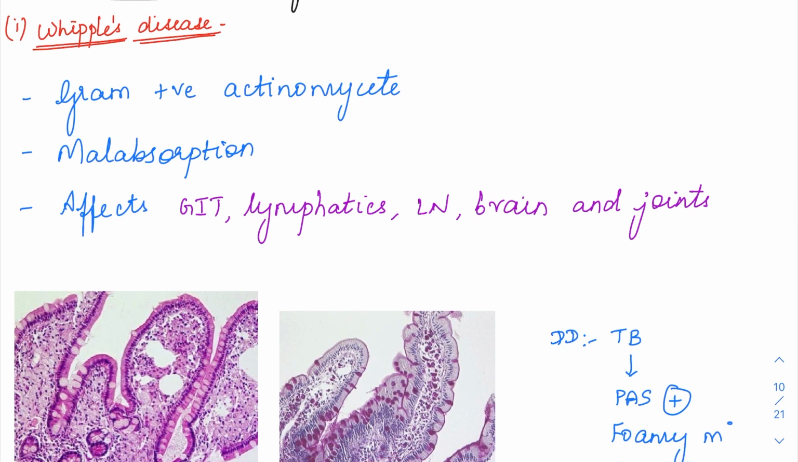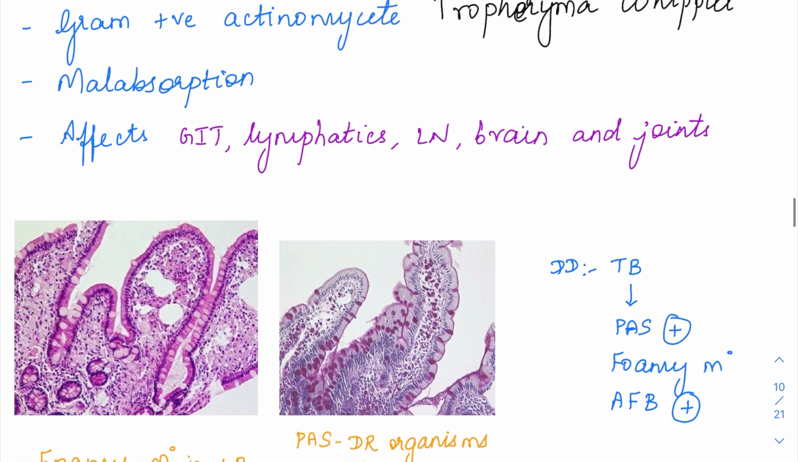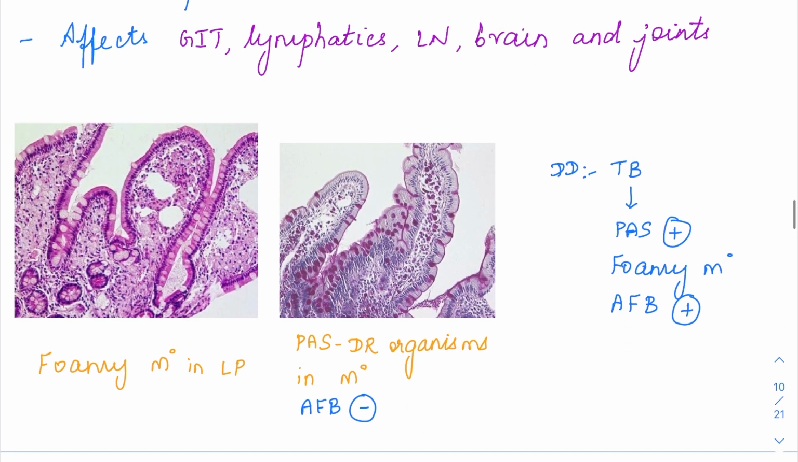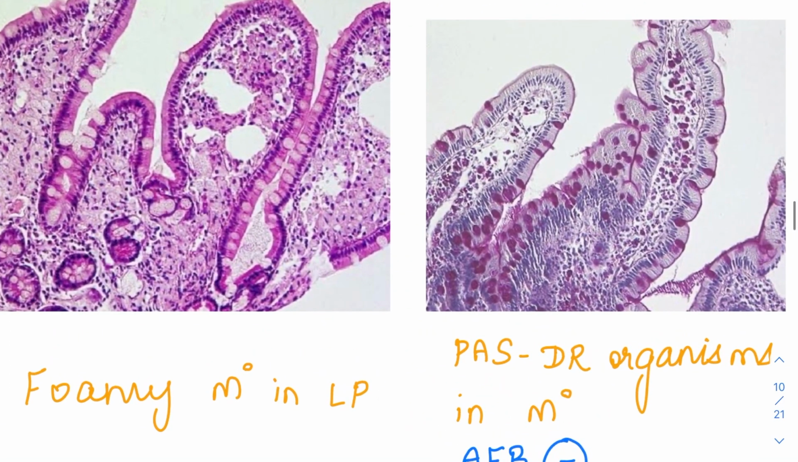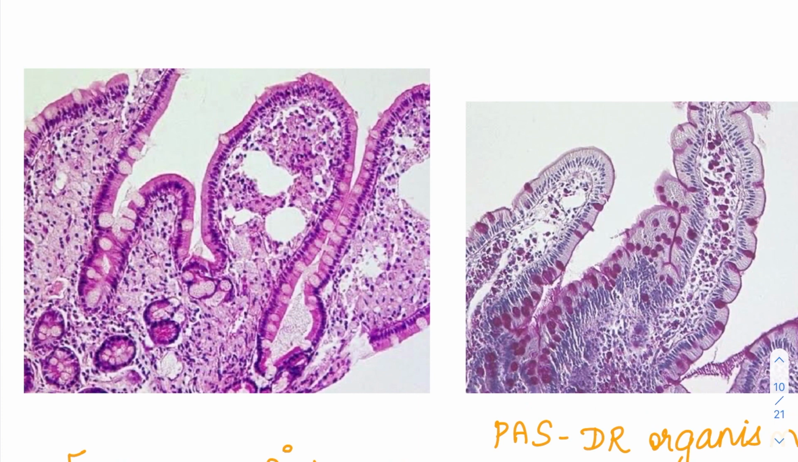Whipple's disease is an infective disease caused by an actinomycete called Tropheryma whipplei. Tropheryma whipplei is a gram positive actinomycete and it will lead to malabsorption. It doesn't just affect the GIT, it can also affect the lymph nodes, lymphatics, brain and joints. Apart from the intestine, the entire GIT can be involved. This image was asked, I think, in previous years, so this image based question was asked.